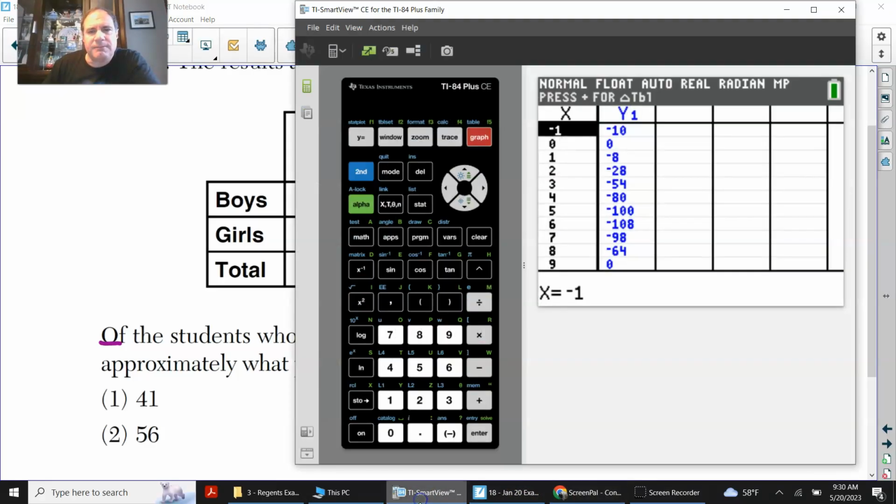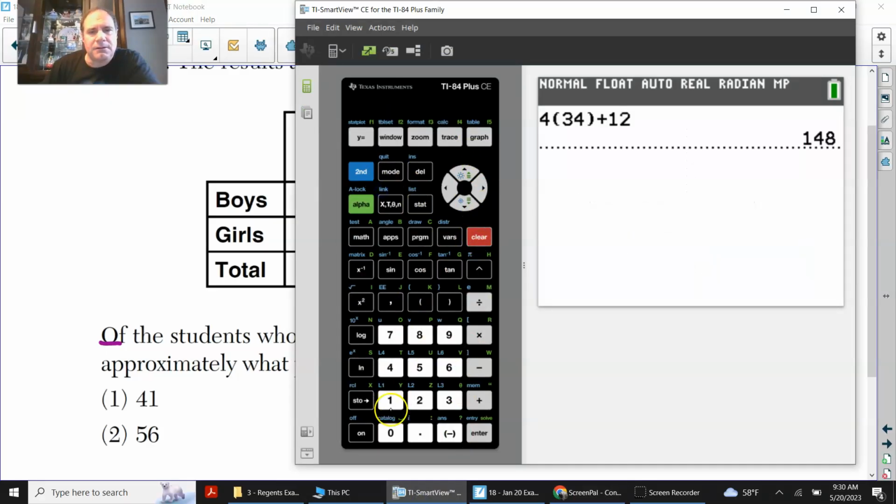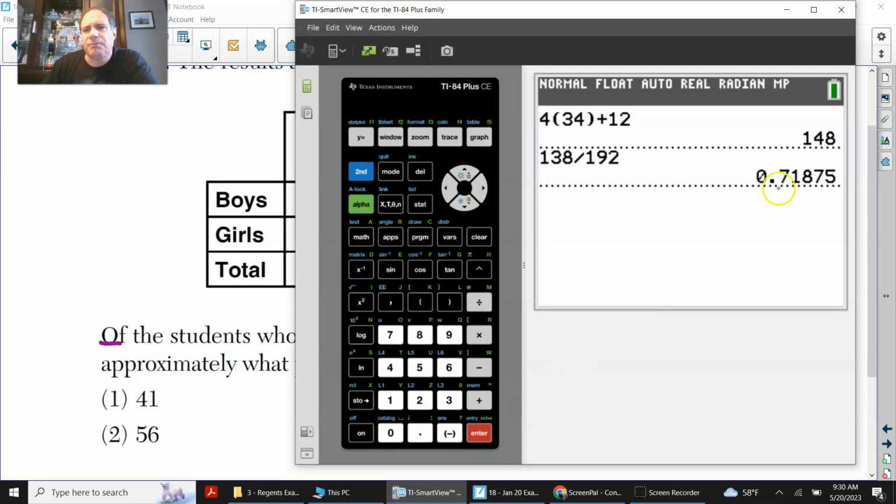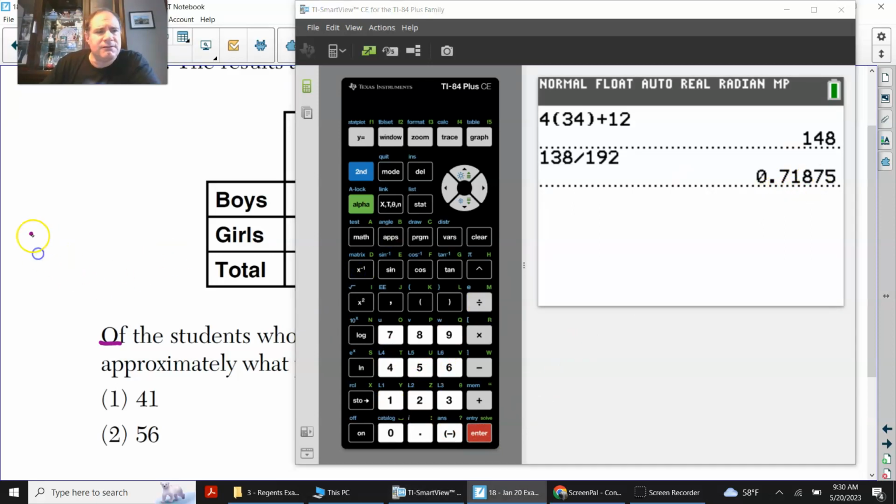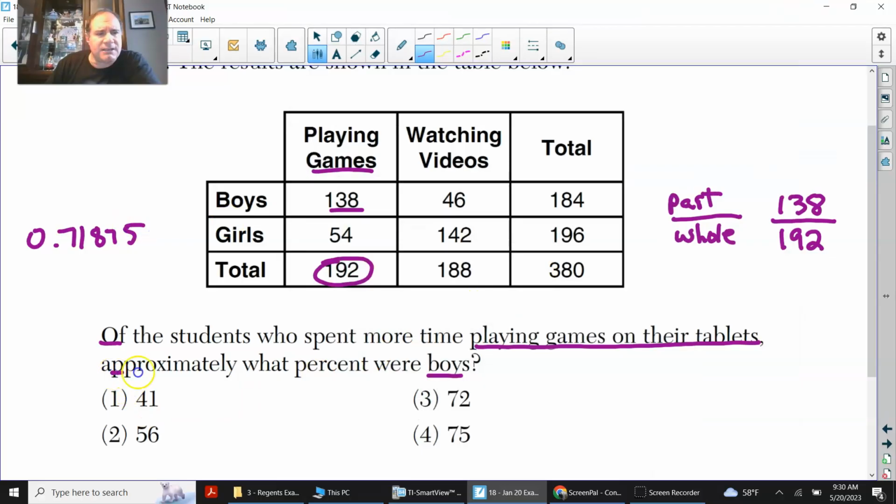So obviously grab your calculator. 138 divided by 192. Enter. It is 0.71875. And it says approximately what percent, so they want you to round that. You move the decimal over twice, you get 71.875%, and you round it to 72%.